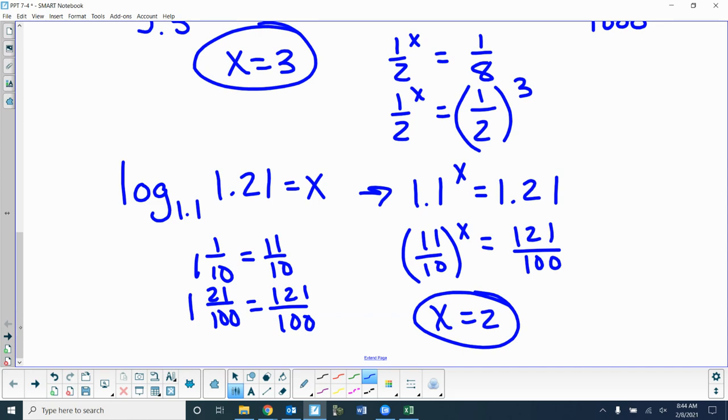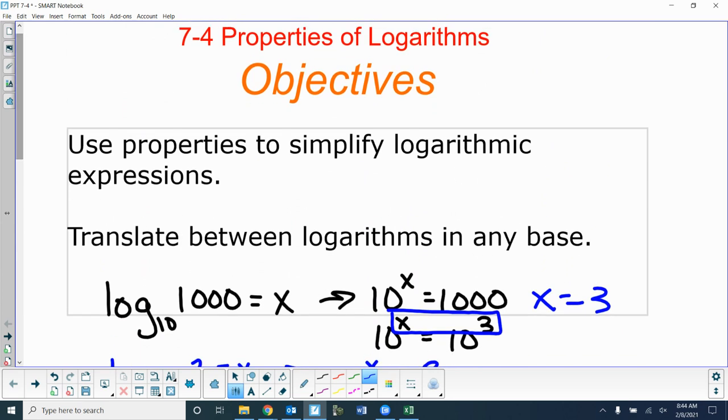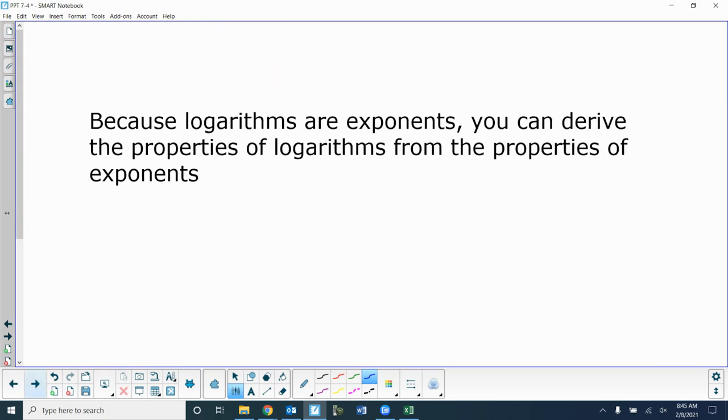Again, we're going to learn some properties of logarithms today and translate between any base. And that's the one we're going to use our calculator for to do all these now. Okay? So let's see how you do. Remember, logarithms are exponents. So you can derive the properties of logarithms from the properties of exponents.